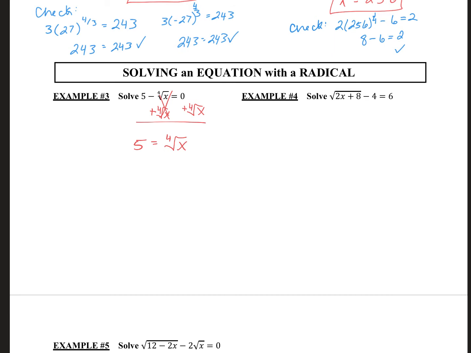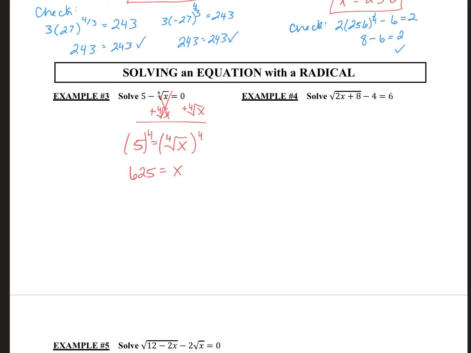So we need to raise both sides here to the 4th power. If the index, the number outside of the radical, is 4, in order to get rid of the radical I need to raise it to that power. So I need to raise this whole thing to the 4th power since I'm taking the 4th root. 5 to the 4th is 625, and that equals x. So x equals 625 is a possible solution.